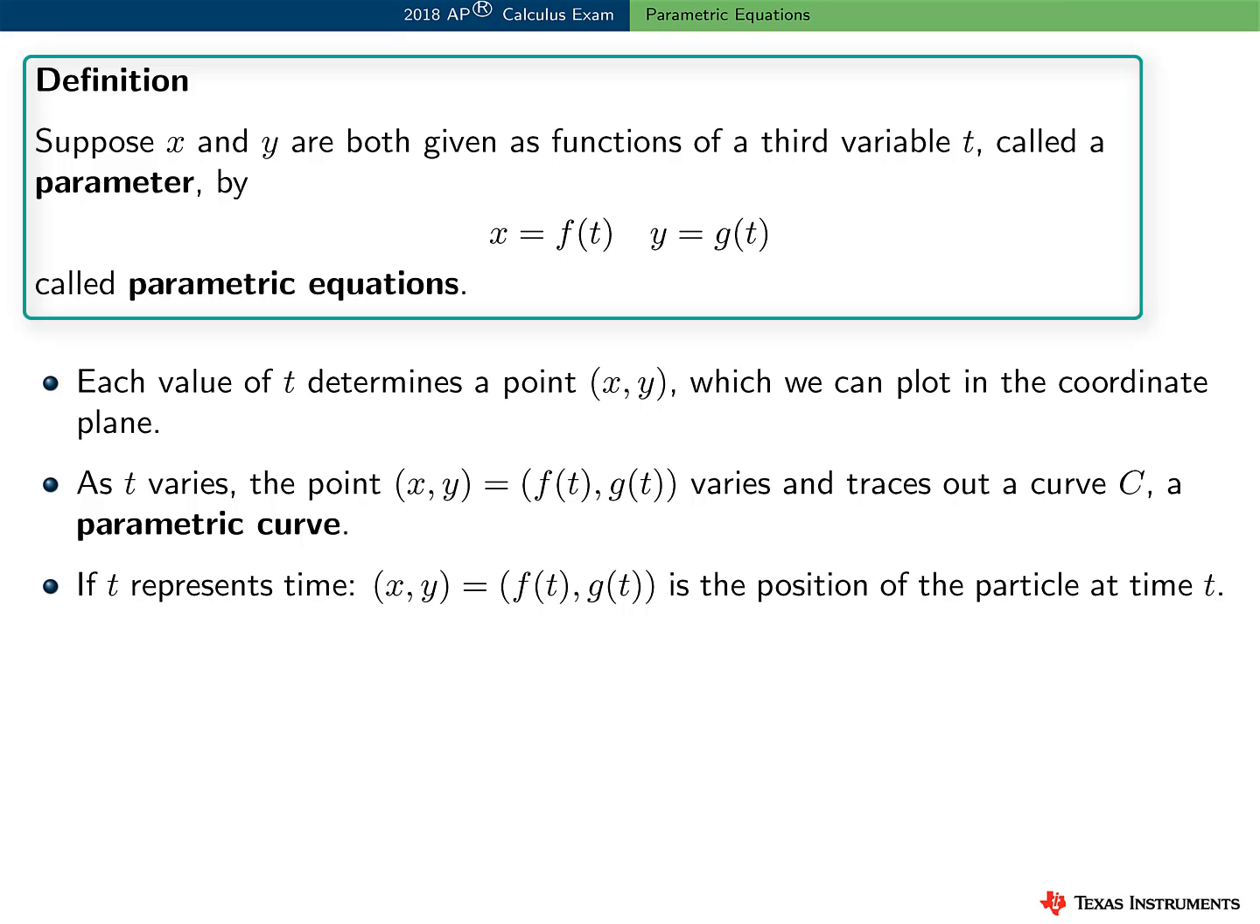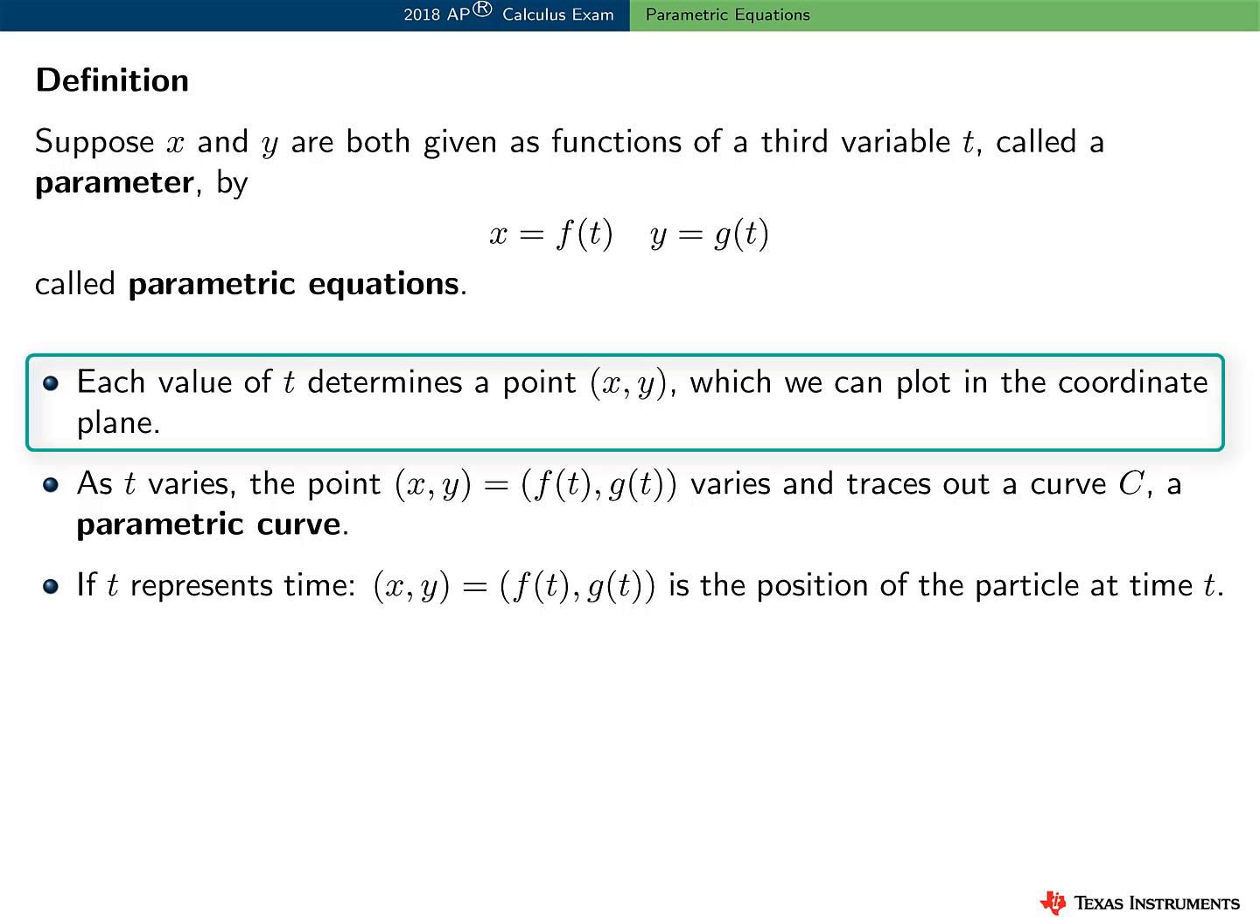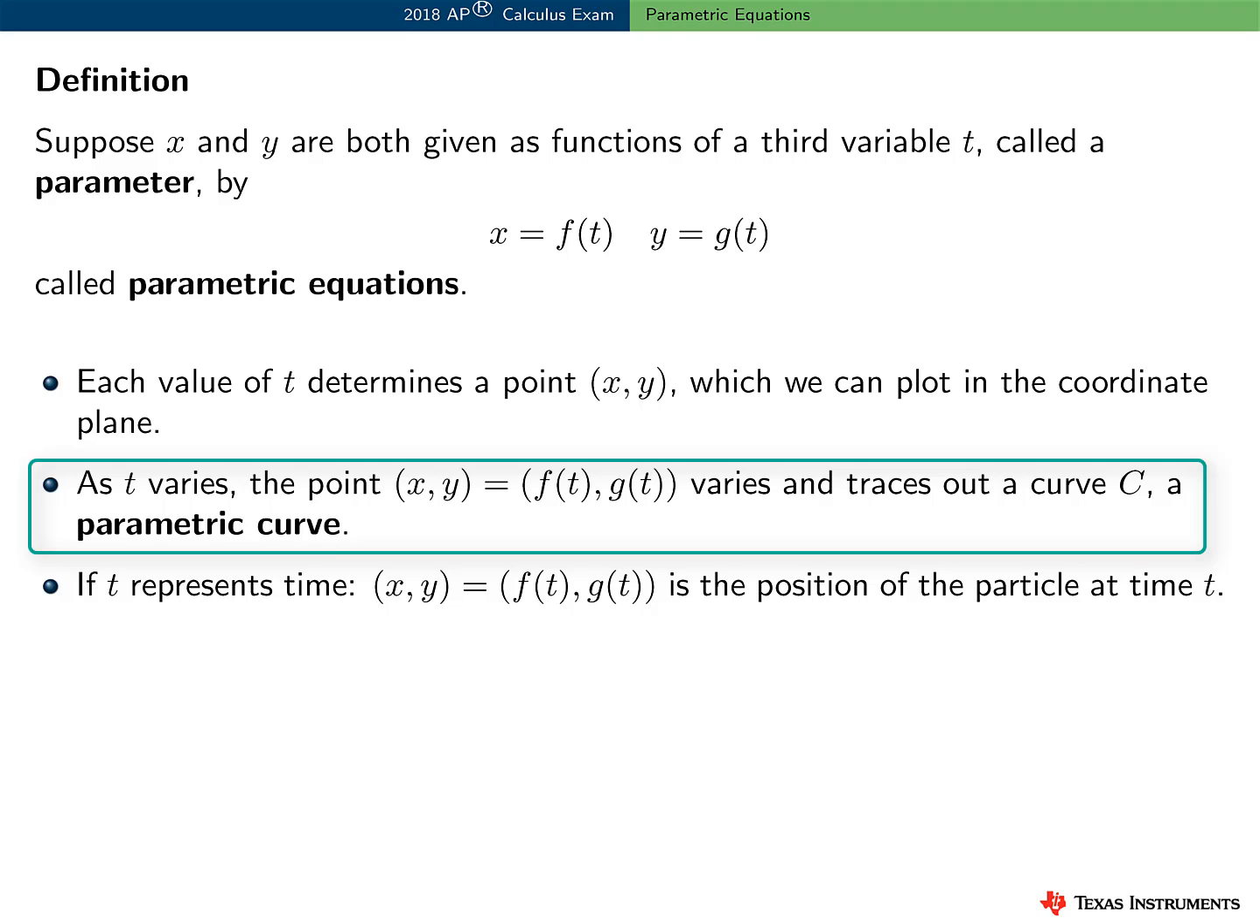Suppose x and y are both functions of a third variable t called a parameter, by x equal f of t and y equal g of t, called parametric equations. For each value of t, we can find the point x equal f of t, y equal g of t, which we can plot in the coordinate plane. As t varies, the point (x, y) also varies and traces out a curve C. The curve C is called a parametric curve.